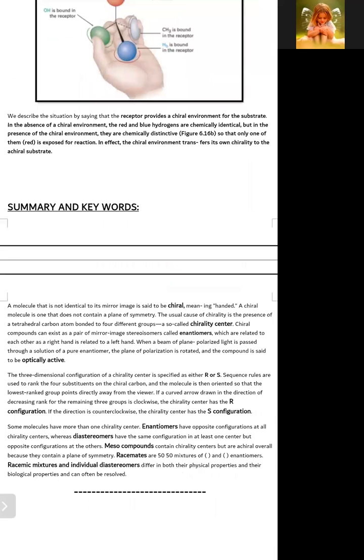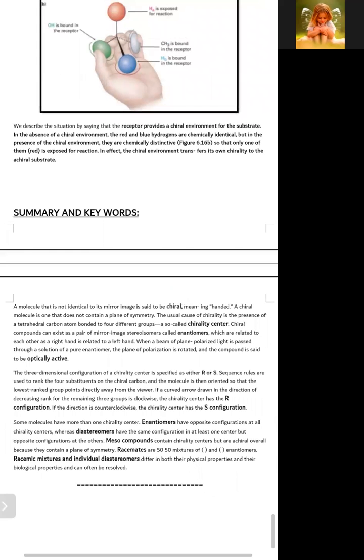The receptor provides a chiral environment for substrate. In absence of chiral environment, the red and blue hydrogens are chemically identical, but in presence of chiral environment, they are chemically distinct, so that only one of them, the red one, is exposed for reaction. In effect, the chiral environment transfers its own chirality to the substrate.